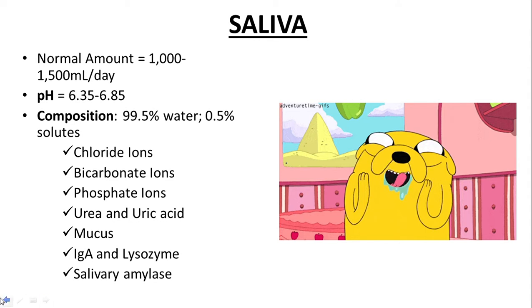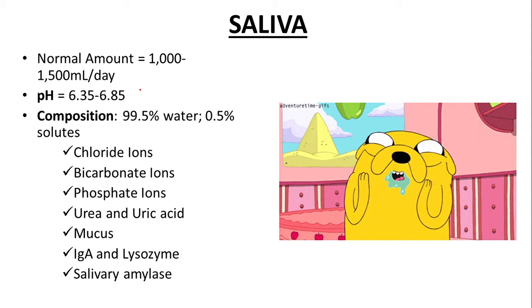Next, you have your saliva. The normal amount that your body makes is 1,000 to 1,500 ml per day, and the pH is 6.35 to 6.85, so that's slightly alkaline. So the composition of your saliva includes 99.5% water and 0.5% solutes. So mas damo ka water than solutes. The purpose of the water there is, of course, to dilute the food that you have broken down.